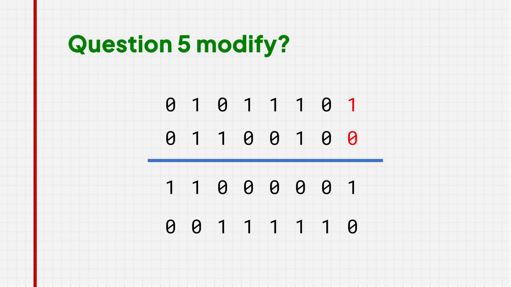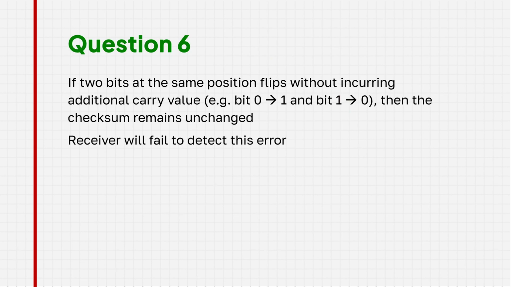So the checksum can never be sure if both of these bytes have the bits being flipped. Basically, that's the case here. If only one of the bytes gets flipped, then most likely the checksum will change. But if both bytes get flipped, then it will fail to detect the error. Any questions?